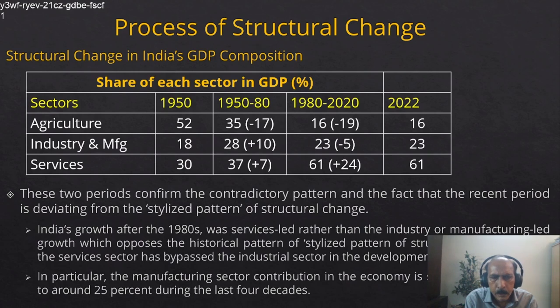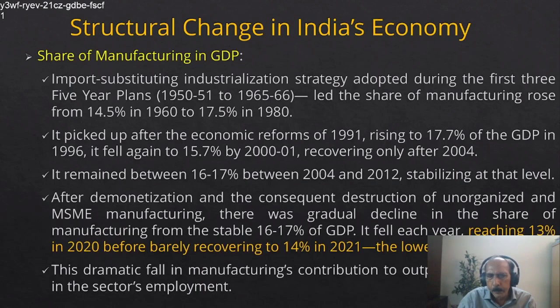Therefore, in the later part of the development journey, starting from 1980 till today, the service sector has taken the lead, and the service sector has contributed around 60% of the GDP. The share of agriculture has declined significantly from 52% in the beginning to 16% today. But the share of industry and manufacturing remained almost stable or stagnant during this period.